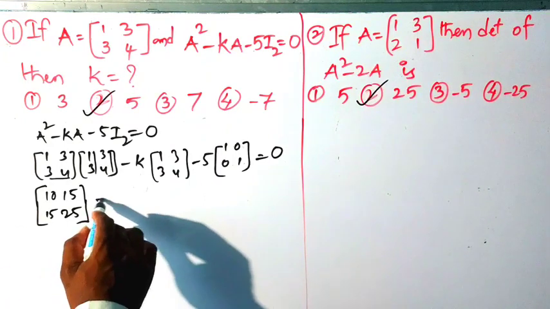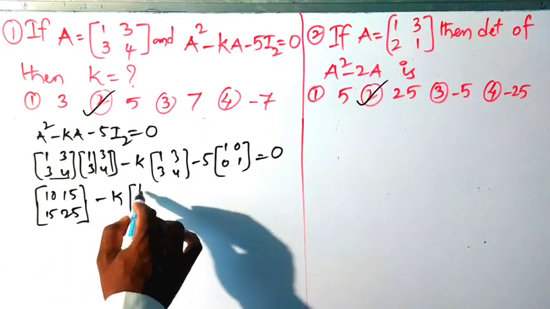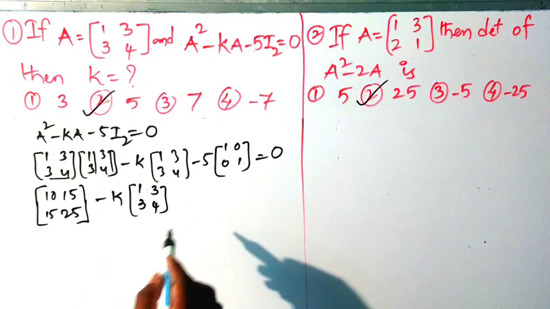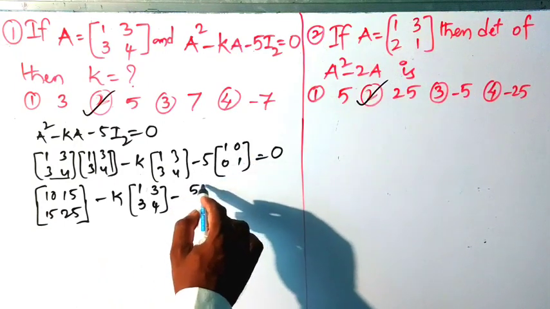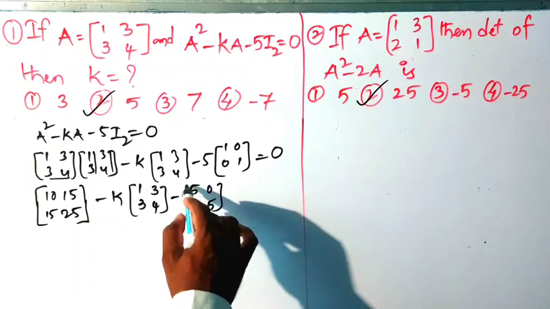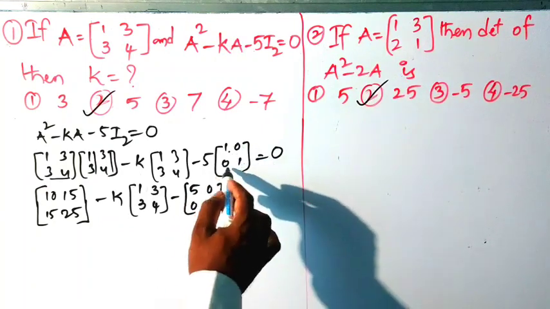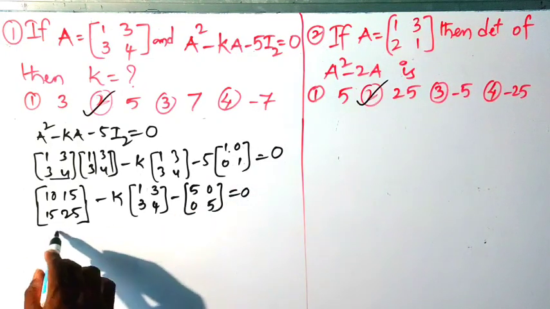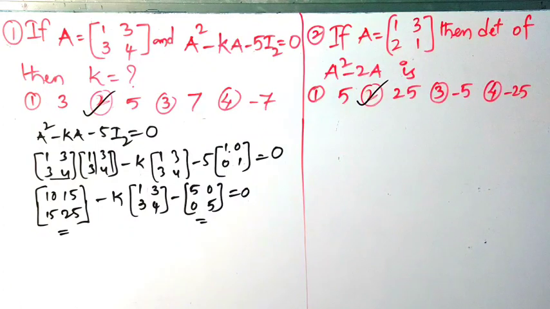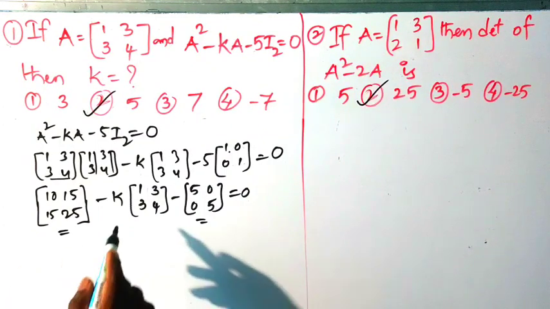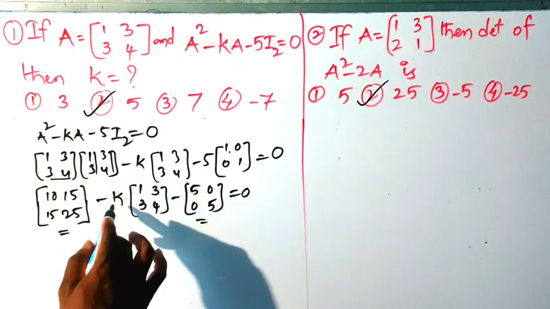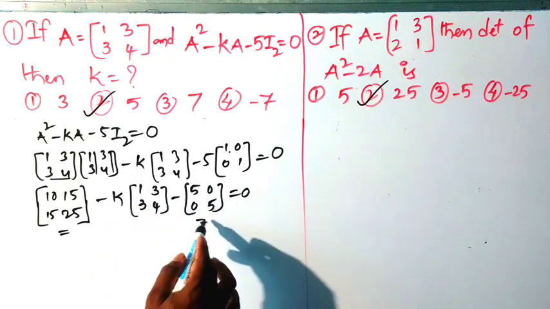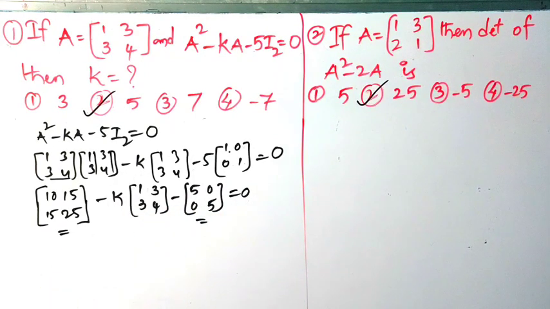Minus k into [[1,3],[3,4]] as it is. Minus 5 into [[1,0],[0,1]] gives [[5,0],[0,5]], which equals 0. Here k is present with its matrix, so we don't use that one. Minus k of [[1,3],[3,4]] we take to the other side, and the remaining two matrices are subtracted.